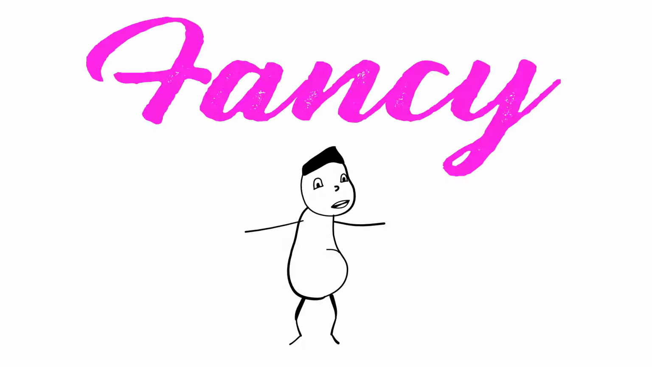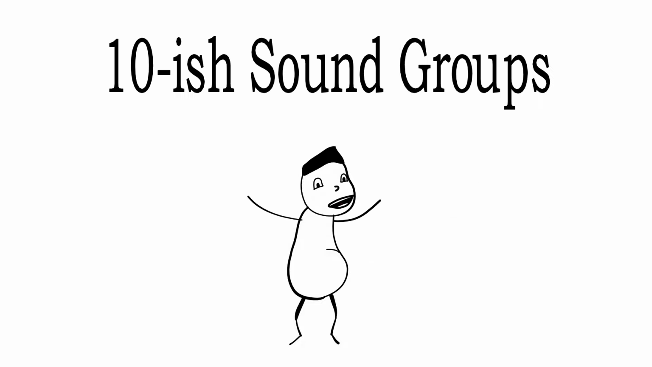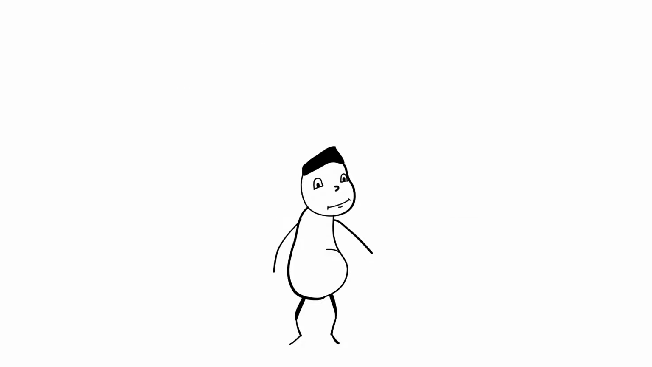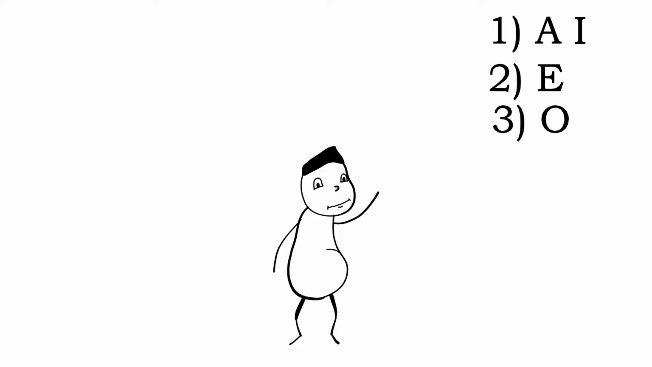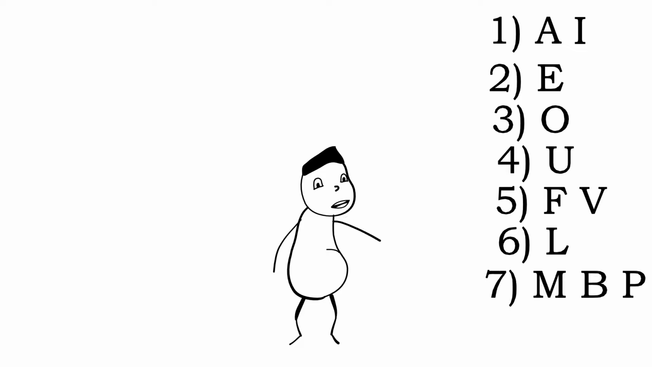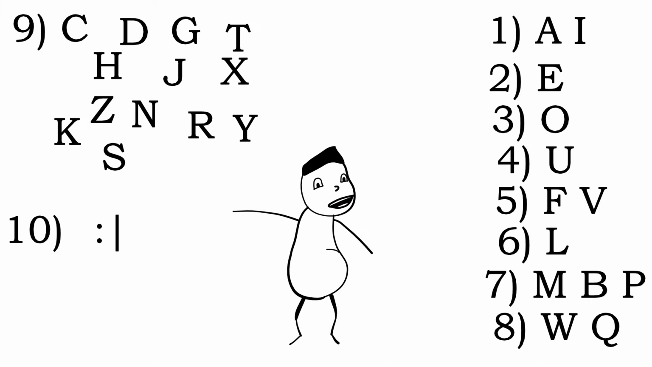If you want to get more fancy, there's also lip sync. You have 10-ish sound groups that make kinda the same mouth movement depending on who you're asking. Those are: first one, A, I, second, E, third, O, fourth, U, fifth, F, V, sixth, L, seventh, M, B, P, eighth, W, Q, ninth, the rest of the freaking alphabet! And 10th, resting face, because that's a sound?